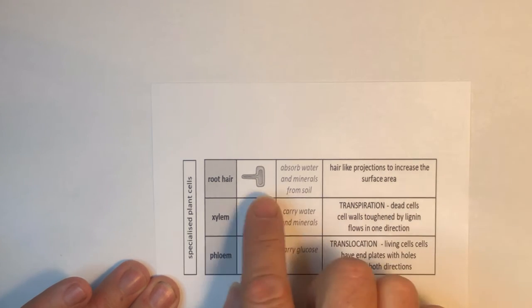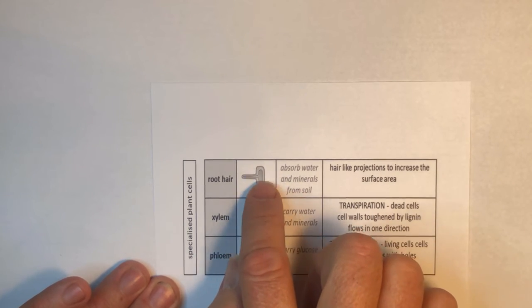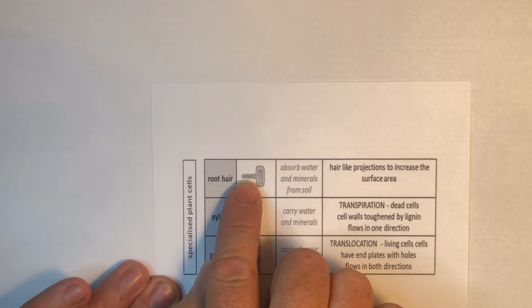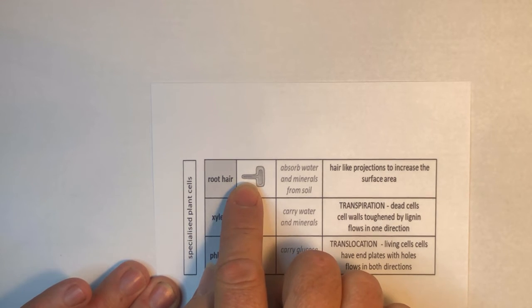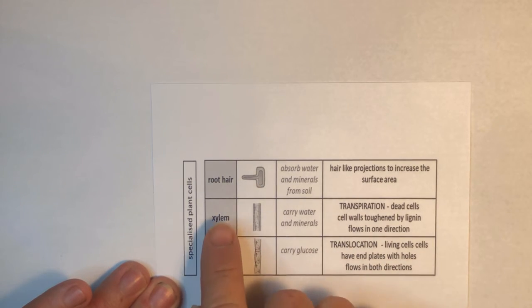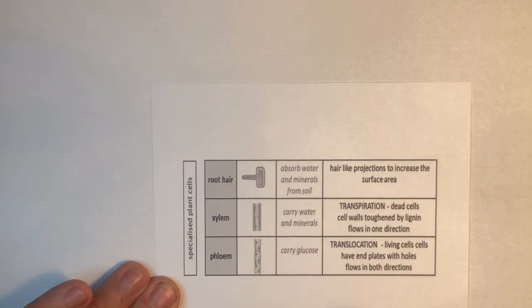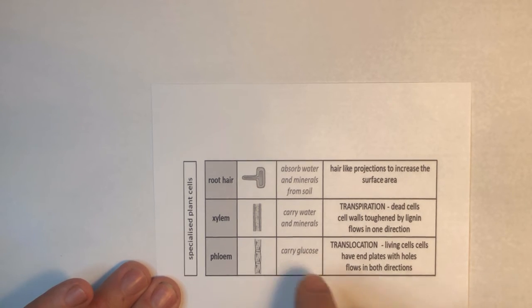So increasing the surface area basically means that if you chopped off that little hair bit there, you would have to have all that surface around the outside to absorb different substances. The xylem and the phloem are 2 that I think confuse people a little bit.